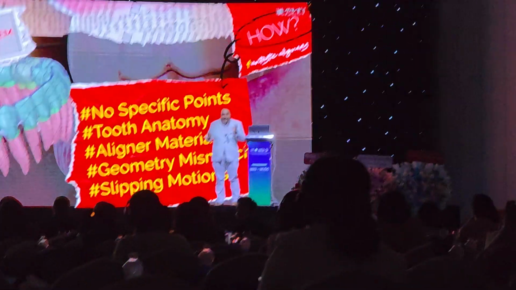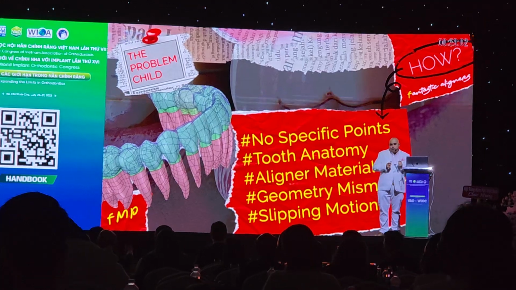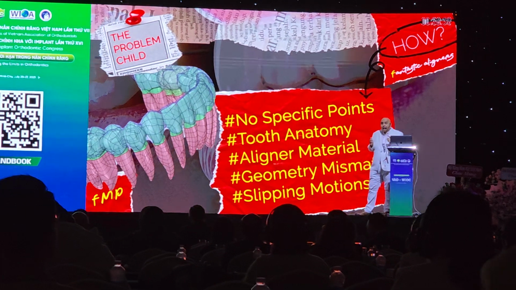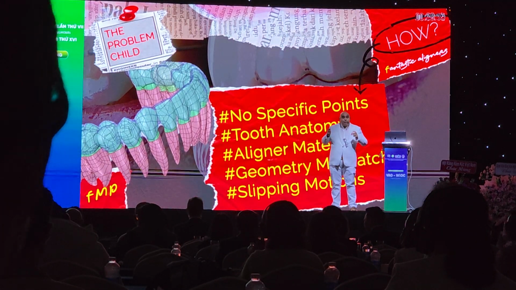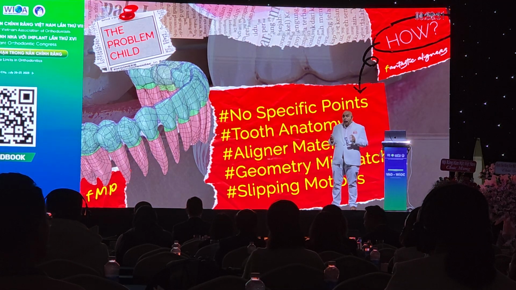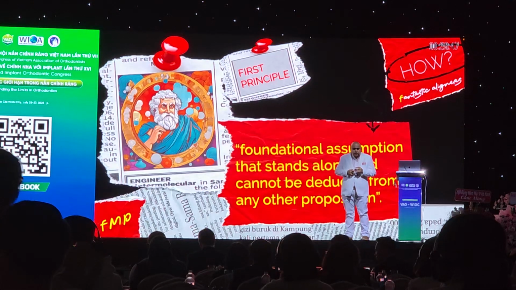So as we get started, it's important to understand why tooth movement with aligners is a challenge. Because there are no specific tooth points. In terms of tooth anatomy, it's variable for every single tooth. Aligner materials have properties that are very different across the spectrum. There is often a geometry mismatch and slipping motions that you tend to see.